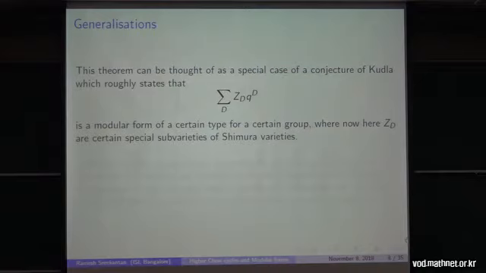There's a conjecture of Kudla which says something similar: you take the summation of z d q to the d, and this is a modular form of a certain type for a certain group, where the z d are certain special subvarieties of what are called Shimura varieties.